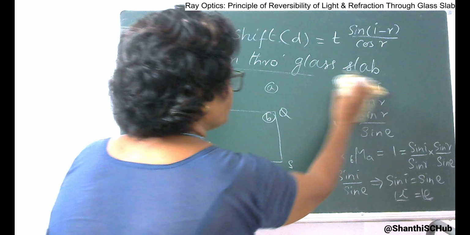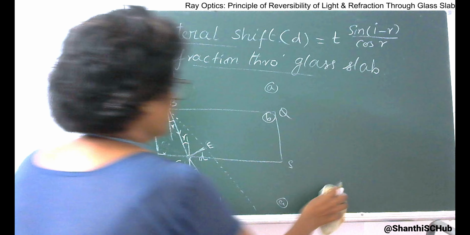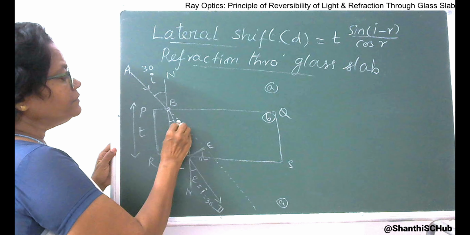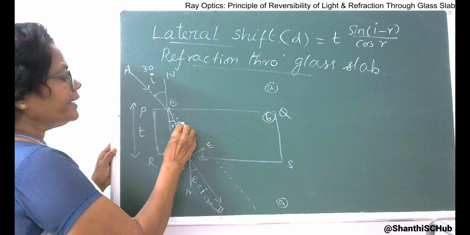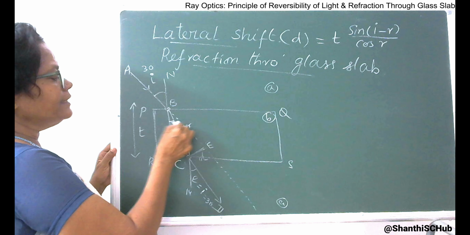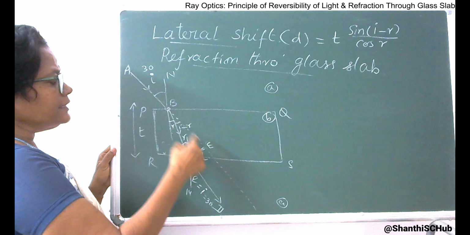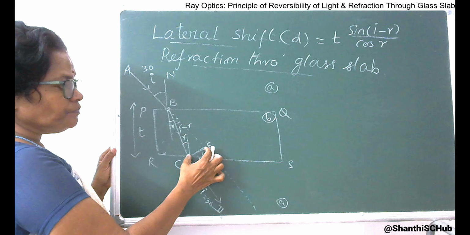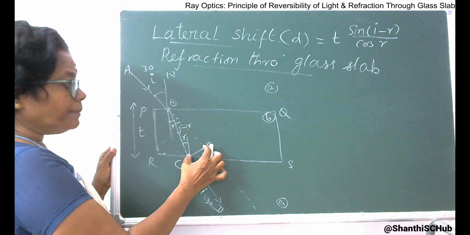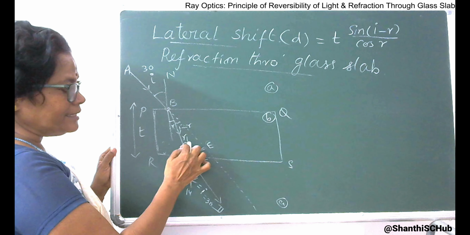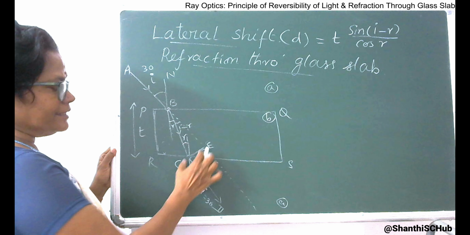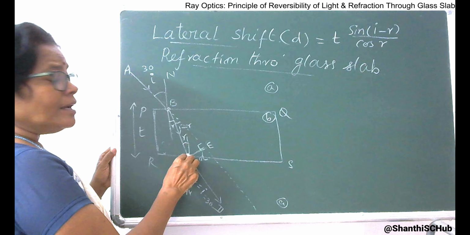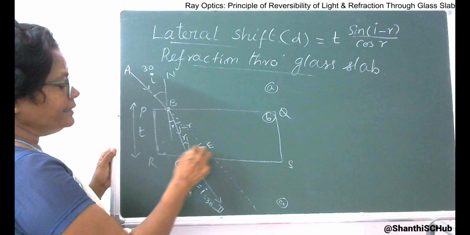Let us take again here. If you take this D distance, it is the opposite side of this angle. This angle is I minus R. So the opposite side of I minus R is the lateral shift. What is lateral shift? The minimum distance, the shortest distance or the perpendicular distance between the incident direction and the emergent direction is called lateral shift, and this angle is 90 degrees, which means BC is the hypotenuse of the right angle triangle.